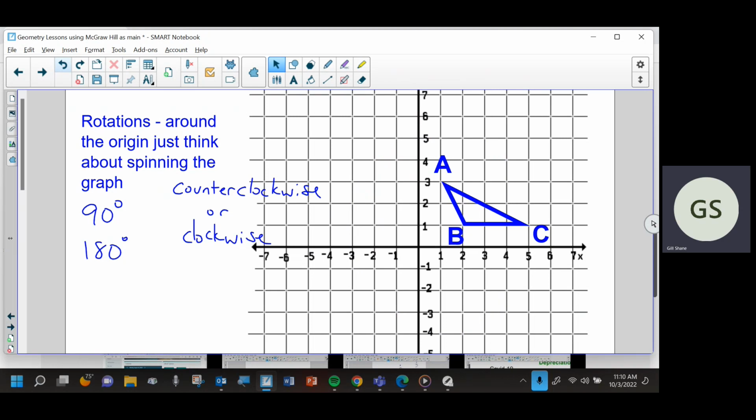So now if I tell you 90 degrees counterclockwise, what does that mean is going to happen? What do you think 90 degrees means?